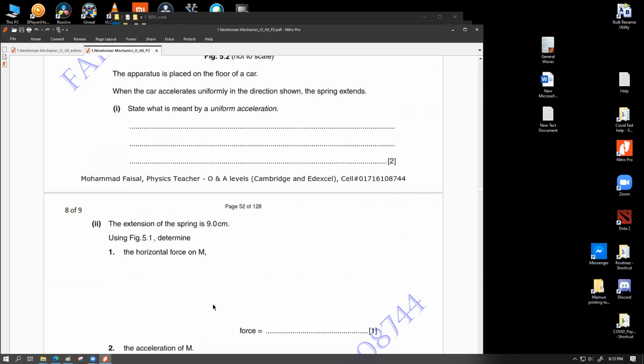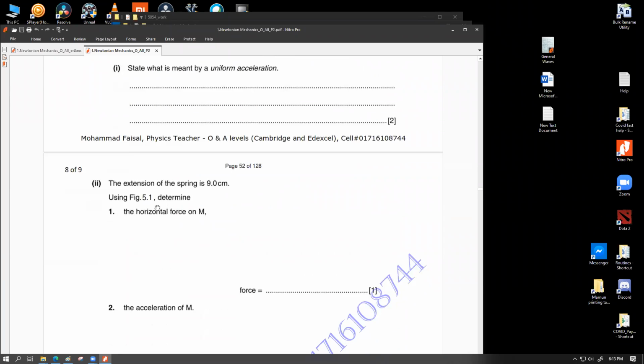There is no calculation needed for this. I don't know why this space is given, maybe to confuse you, because some students might try to do F equals MA. I believe this space was given to confuse you, because this is a one mark question. You're supposed to read off from the graph. There is no calculation required.